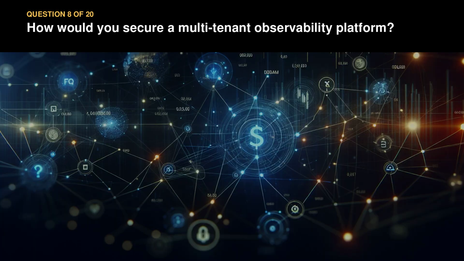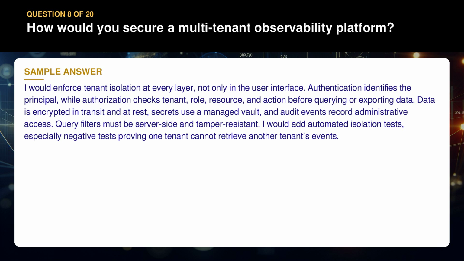Question 8. How would you secure a multi-tenant observability platform? I would enforce tenant isolation at every layer, not only in the user interface. Authentication identifies the principal, while authorization checks tenant, role, resource, and action before querying or exporting data. Data is encrypted in transit and at rest, secrets use a managed vault, and audit events record administrative access. Query filters must be server-side and tamper-resistant.